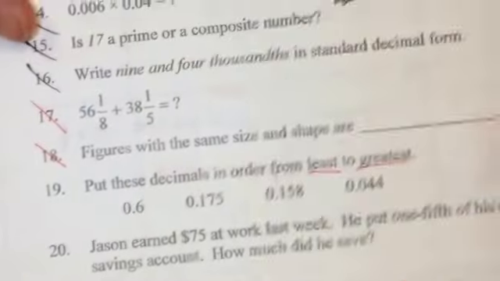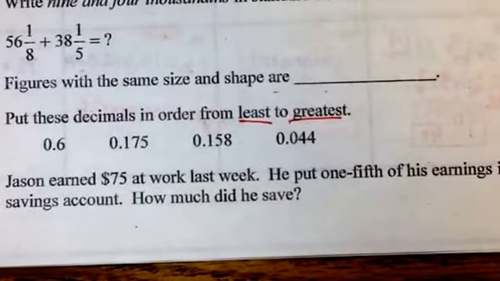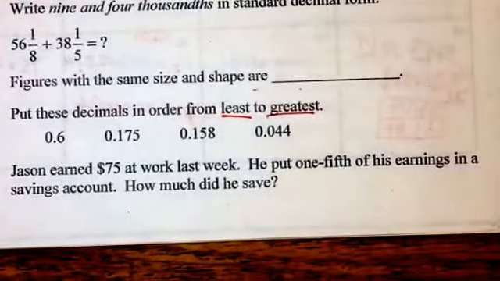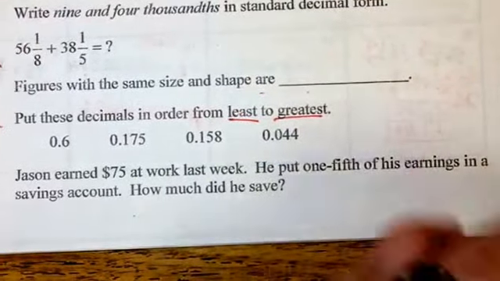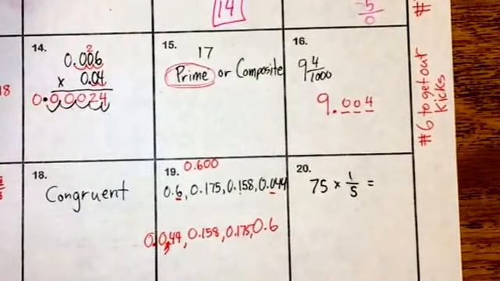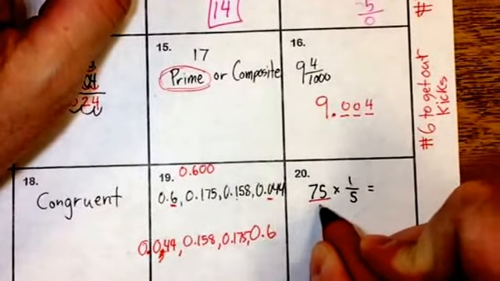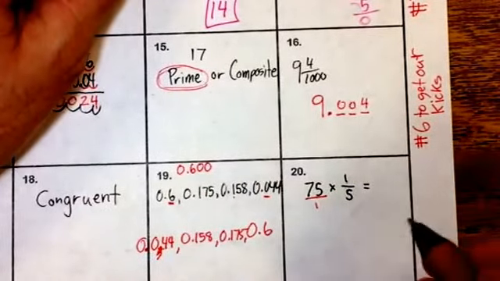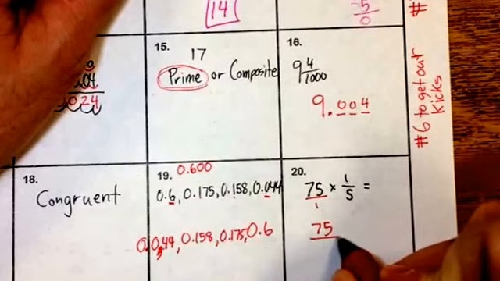All right, and then last but not least, number 20. Jason earns $75 at his work last week. He put 1/5 of his earnings in a savings account. How much did he save? So we need to figure out what 1/5 of 75 is. That turns into a multiplication problem. I have to turn 75 into a fraction by putting it over 1. 75 times 1 is 75. 1 times 5 is 5.